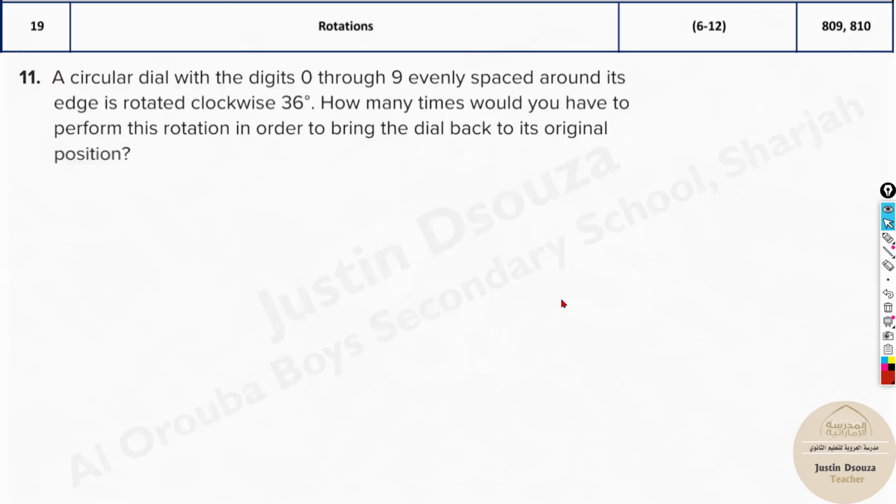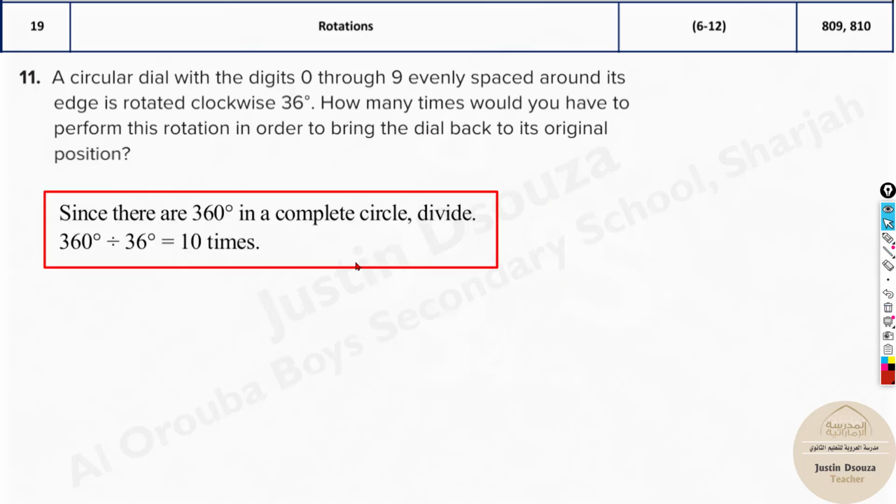So that's the thing. And over here, a circular dial with digits 0 through 9 evenly spaced around its edges is rotated clockwise 36 degrees. How many times would you have to perform this rotation in order to bring the dial back to its original position? See, 0 to 9 evenly placed, 36 degrees one time. It's a circle, right? So one time it's 36, then again it will be 72 degrees and so on. It will take 10 times, right? Because 10 times will give you 360 degrees. So the answer is 10 times.